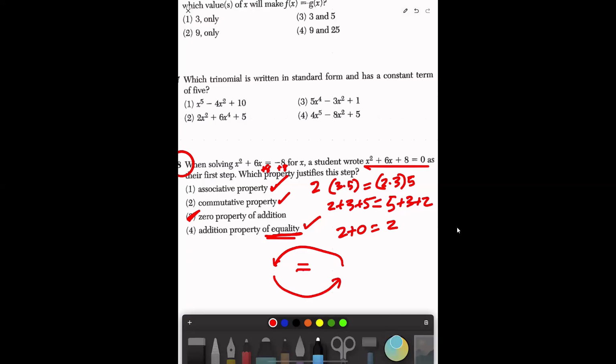If you need some review on the properties, let me know. I've got a Delta Math assignment that you guys can go back through, but it's pretty straightforward.